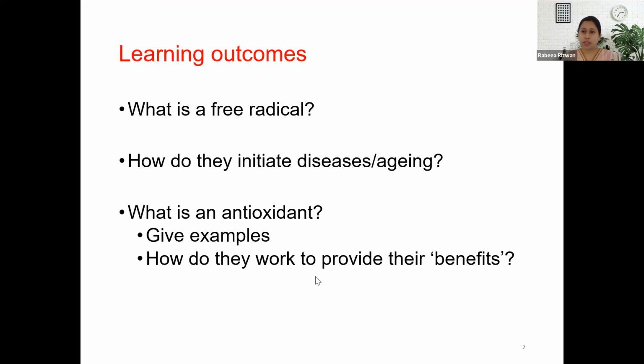what free radicals are, a little bit of introduction and a recap of what we already did, and then what diseases or aging processes these free radicals can cause, and what antioxidants are, along with examples of these antioxidants and how they can provide benefits to our health.